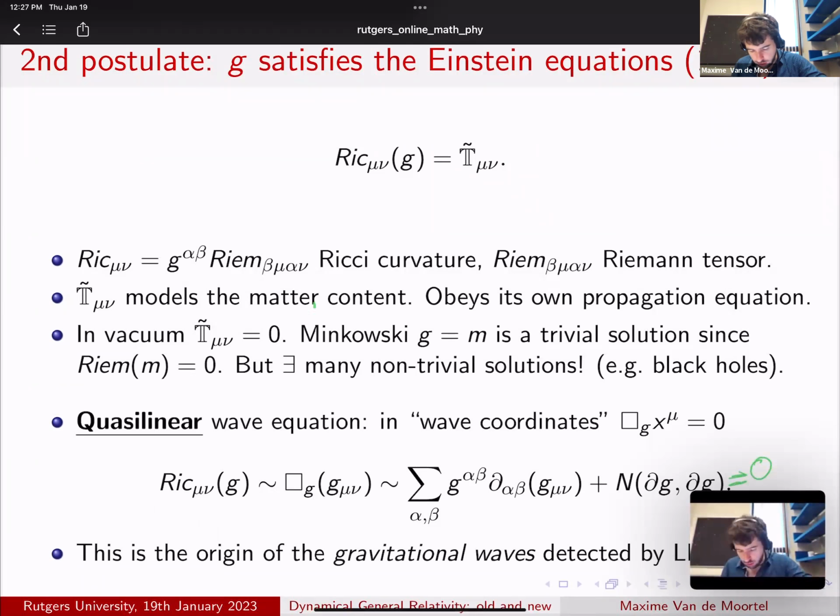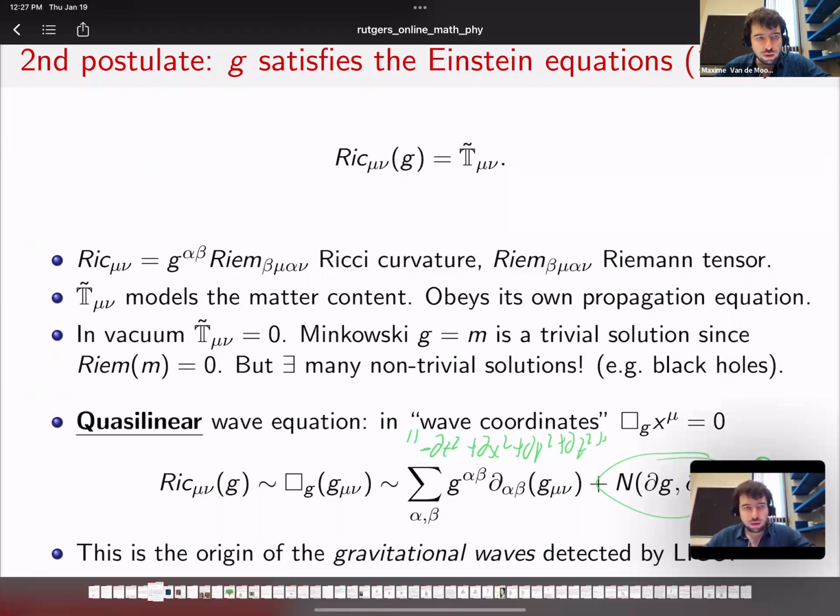So you should think about this, in quotation marks, as something like minus dt squared plus dx squared plus dy squared plus dz squared, and then a bunch of horrible nonlinearities. Because there is an intrinsic wave nature to the Einstein equation, any perturbation will propagate at the speed of light. And this wave nature is at the origin of the famous gravitational waves that were recently observed by the LIGO interferometers.